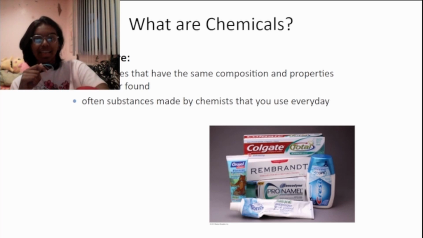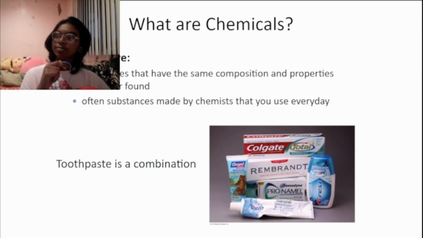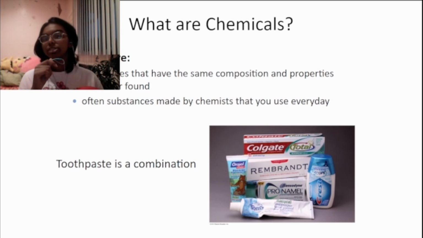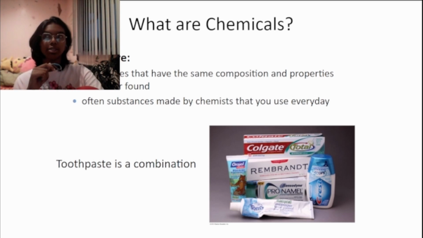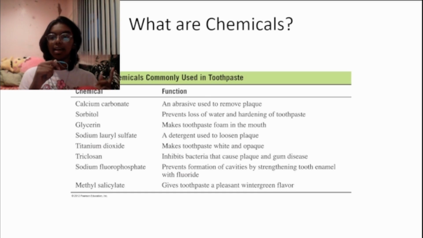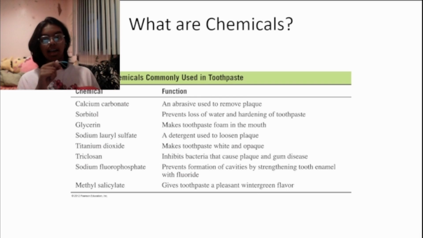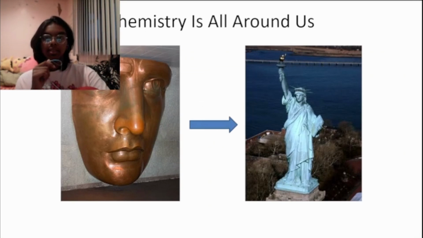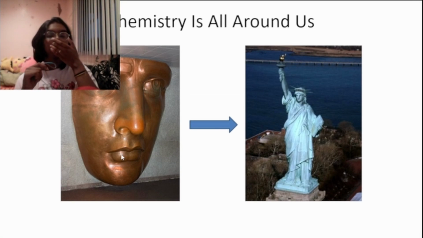Okay, and then a lot of substances are made by chemists, like toothpaste, which is why we have a picture of toothpaste there. It's a combination of chemicals, pretty much. Like, fluoride is in toothpaste, I'm pretty sure. Not sure, actually. I don't make toothpaste for a living. Okay, and then I skipped over a slide. These are just some chemicals that are found in toothpaste. Not really important. And then again, this is some pictures of chemistry happening.